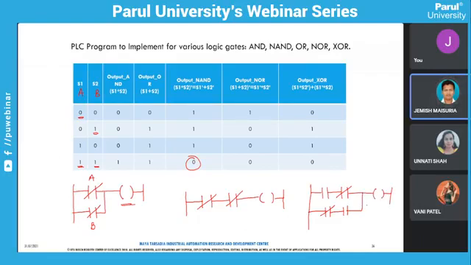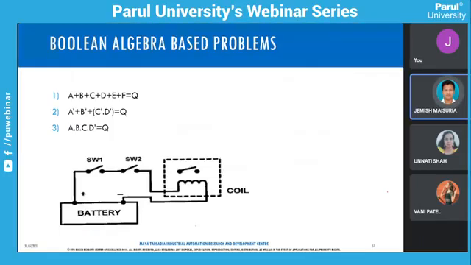If both are open or both are closed, you will not get the output. So this way you can design different logic gates. In the same way, you can design any Boolean expressions also, because once we know how to design logic gates, you can design Boolean expressions also.